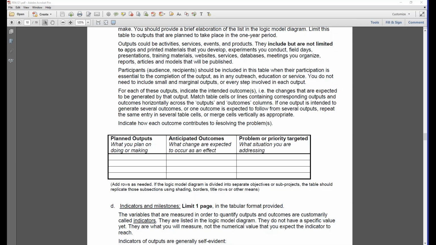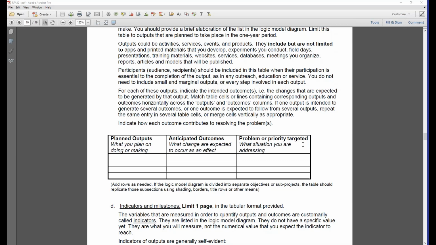Now, the outcomes you anticipate, they're expected. We're not asking for certainty there. You can only be certain about what you will do, which is the outputs, and you do need to tell us what is expected to occur as an effect, and exactly on what party.